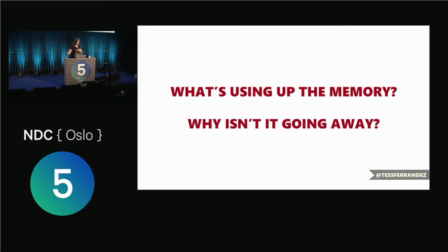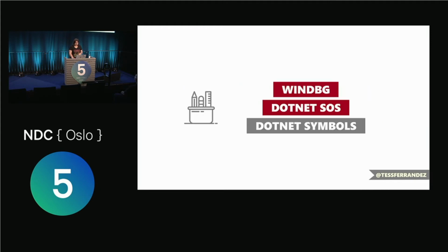But again, we went through what's using up the memory, we looked at the statistics, we looked at why it's not going away, and then from there it's obviously a matter of trying to resolve and make sure that the finalizer gets unblocked. So we used WinDBG, we used SOS. SOS can also be installed with dotnet install SOS, but it also comes with the WinDBG version that's in the store. And sometimes you'll also need symbols if you need to look at the native stacks and everything. In that case, you might want to install .NET symbols as well.